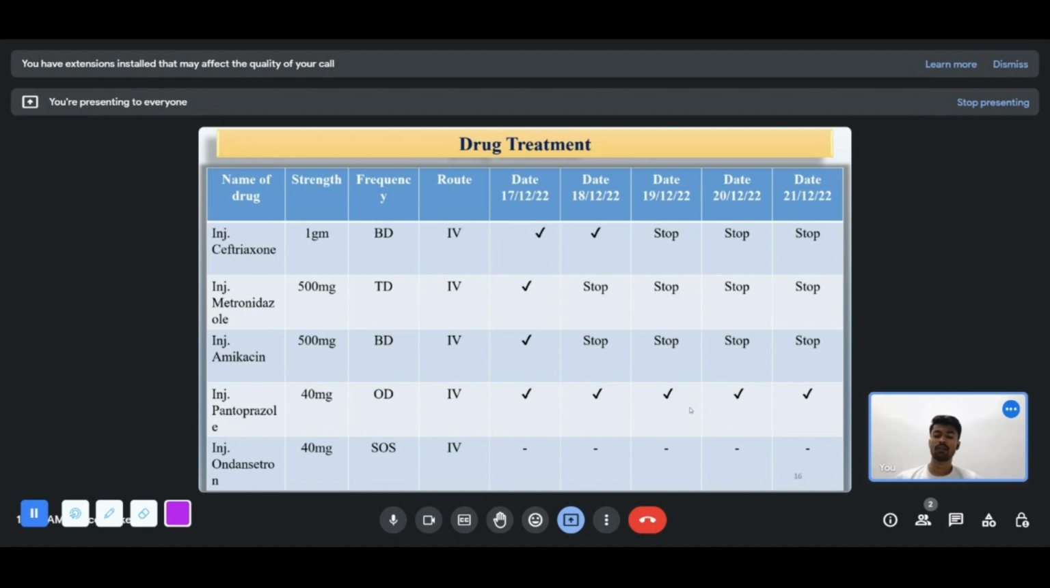Next is pantoprazole 40 mg once daily by IV route, and it is given consecutively for 5 days on 17, 18, 19, 20, and 21st. Pantoprazole is a proton pump inhibitor, which decreases the concentration of acid in the stomach. Next is ondansetron. Ondansetron is an antiemetic drug. The strength is 40 mg as per required SOS, as per emergency by IV route. But there is no condition of emesis in the patient. That's why the drug is not given.